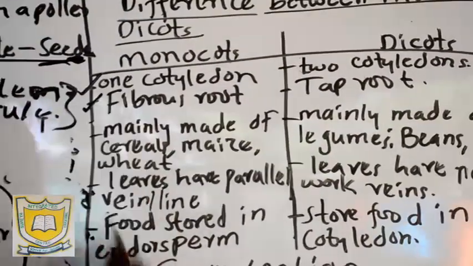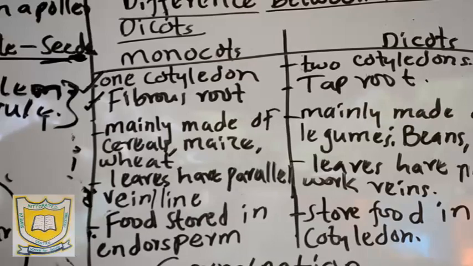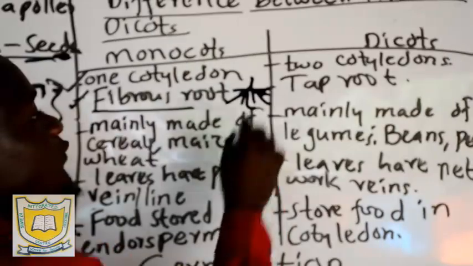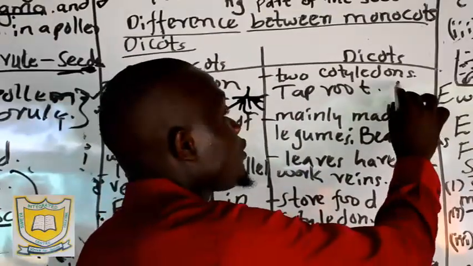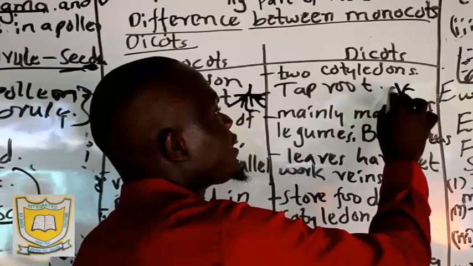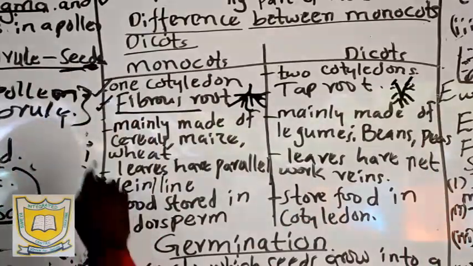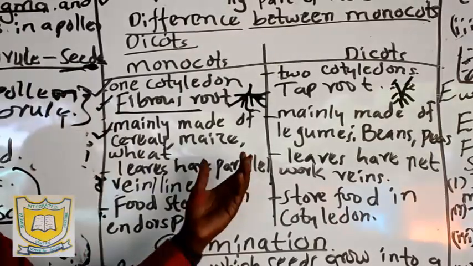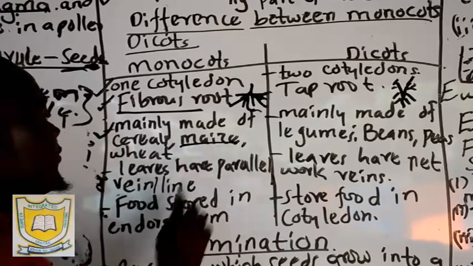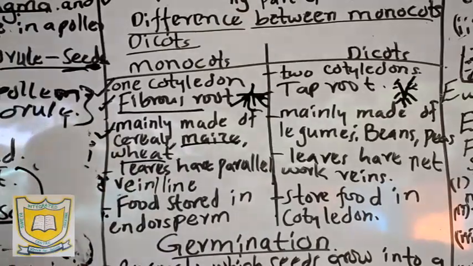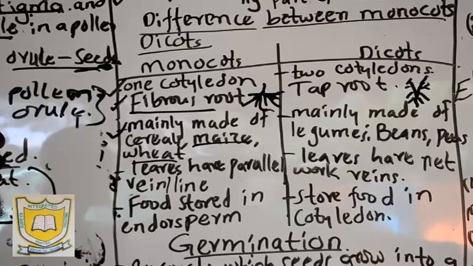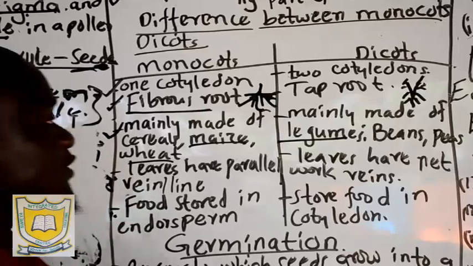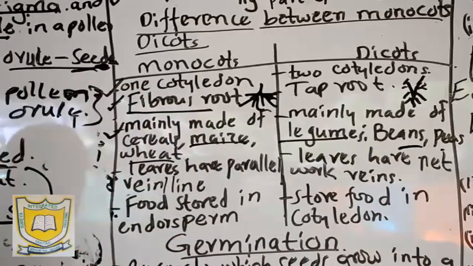We move to the second difference. We discussed under the roots. We said monocots have fibrous roots, and we gave an example of fibrous roots, those that grow from the base, while the dicots have what we call the taproot. That is the main root, then it has some lateral roots. Then we move to monocots. They are mainly made of cereals. We talked of examples of cereals where we said we have maize plants, we have wheat, we have sorghum. Those are examples of cereals that fall under monocots. Dicots are made of mainly legumes, and examples of legumes we said are beans, peas, groundnuts, and other examples.